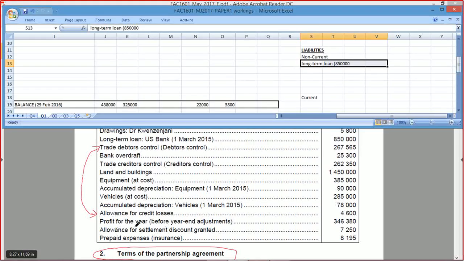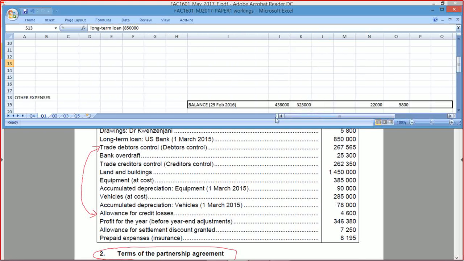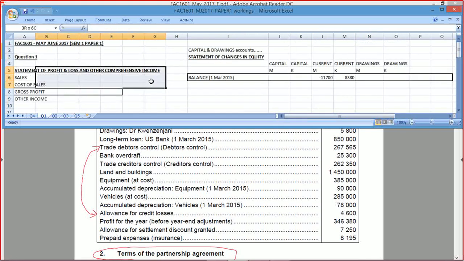Profit for the year, notice before adjustments. Do I need it? No. Yes, I do. Aren't I calculating the profit? Yes. They ask for a statement of financial position, a statement of profit and loss, and a statement of changes in equity, right? Yes.